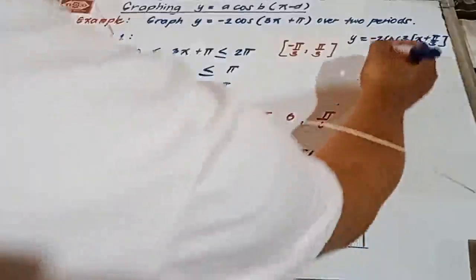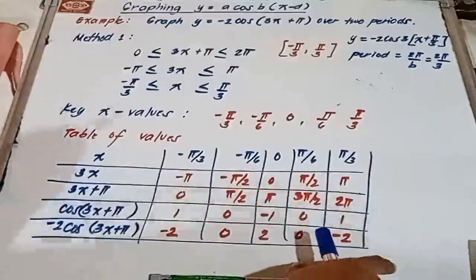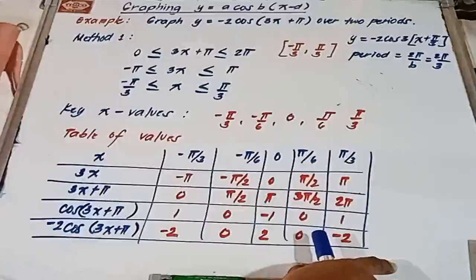Aside from that, yung ating period is equal to 2 pi over b. Ang b natin dito ay 3. So, therefore, ang period ay 2 pi over 3. So, magdagdag pa tayo dito. Okay? So, ano idadagdag natin? Dapat magkameron ng 2 pi over 3.